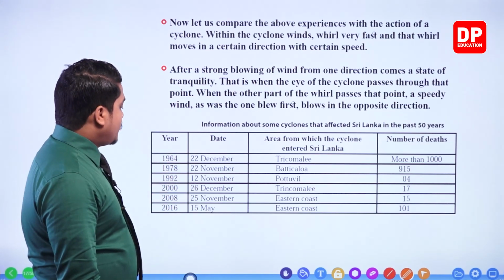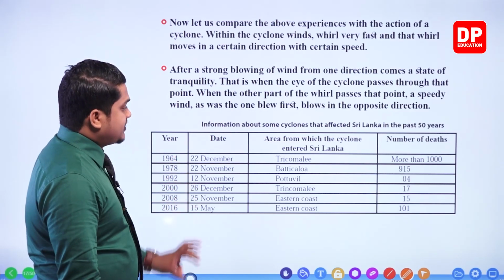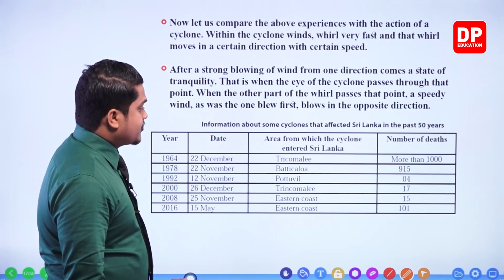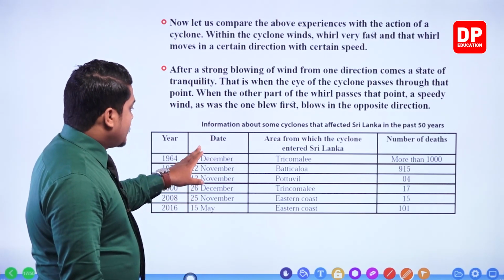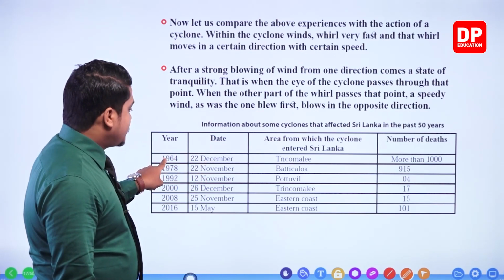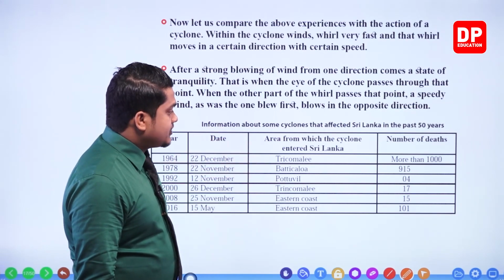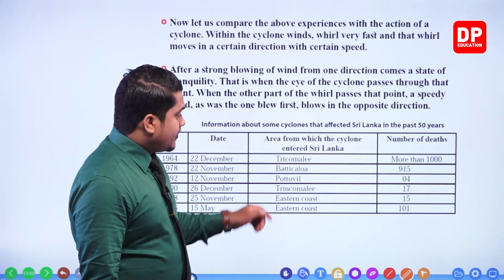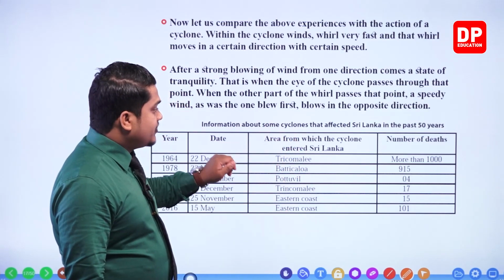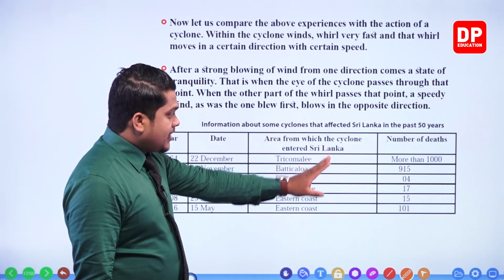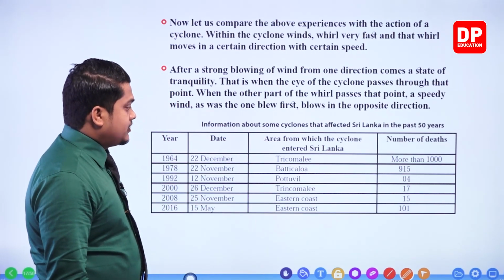Starting from 1964 to 2016, we can observe several cyclones entered Sri Lanka. So check the dates. 1964, 22nd December, Trincomalee was hit with a cyclone, right? That means this is the area where the cyclone entered Sri Lanka, from the Trincomalee area. The number of deaths was more than 1,000.